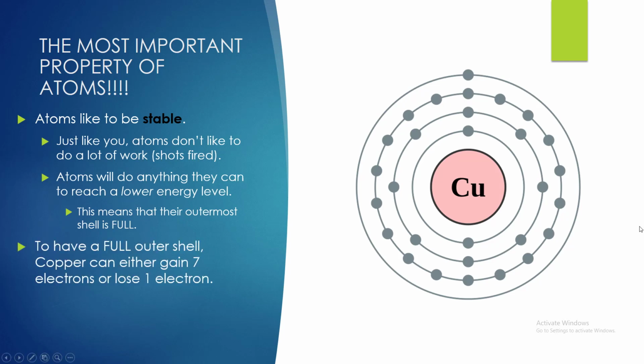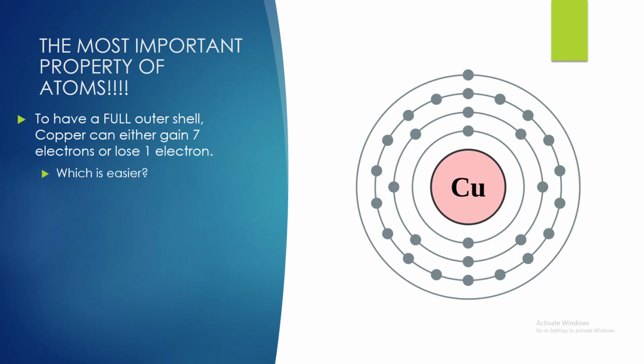So for copper to have a full outer shell, copper can either gain 7 electrons to give it a full outer shell of 8 electrons, or it can just lose this one right there. So think, which is easier? Is it easier to gain 7 electrons or to lose just one of them? And the intuitive answer is losing one. If we get rid of that electron, copper is now stable. It has a full outer shell.